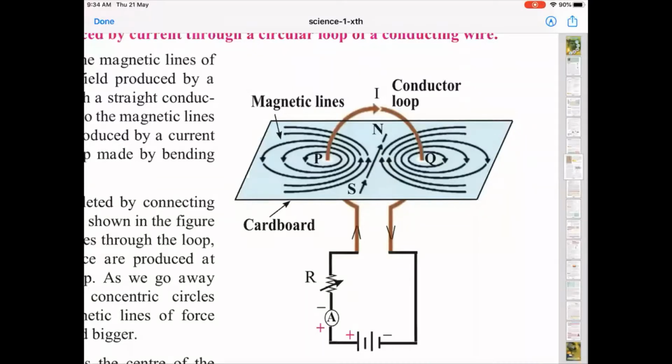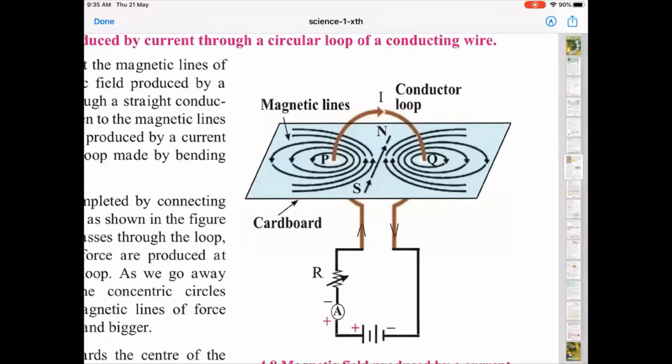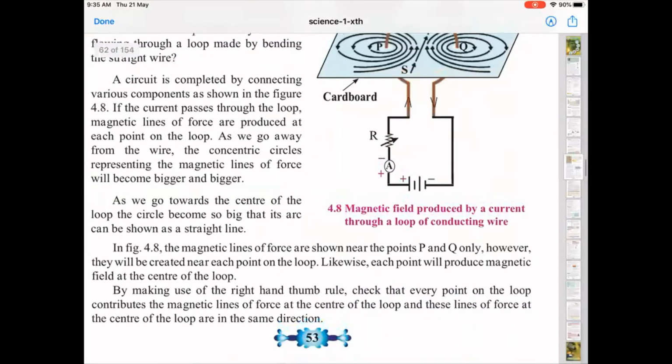So you have this loop, and we have a circuit which is connected to this wire, so that current flows through it. Now what happens when the current flows through this loop of wire? You can observe that the magnetic fields are arranged in a particular way. This magnetic field which is generated is similar to the magnetic field generated by a bar magnet. Let us look at the magnetic field of a bar magnet.